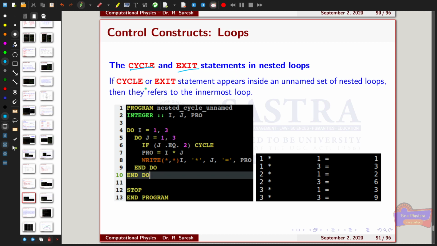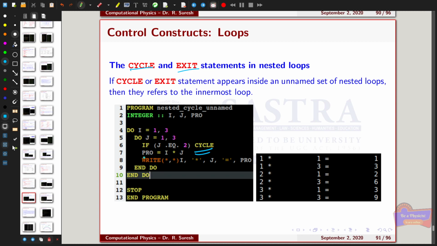The named loops. Suppose you are not naming the do loop, but you are using the cycle or exit statement. Then the innermost loop in which it appears is the one that is affected, and it repeats itself. The cycle statement will execute the innermost do loop and operate the corresponding operations.